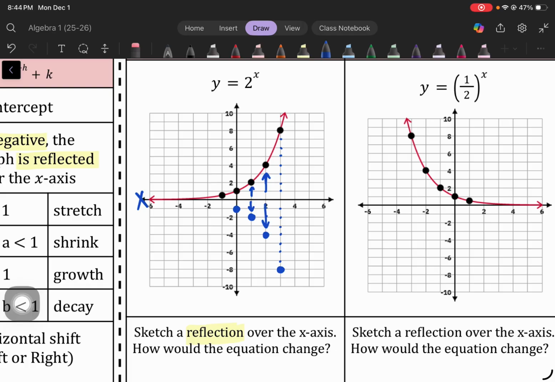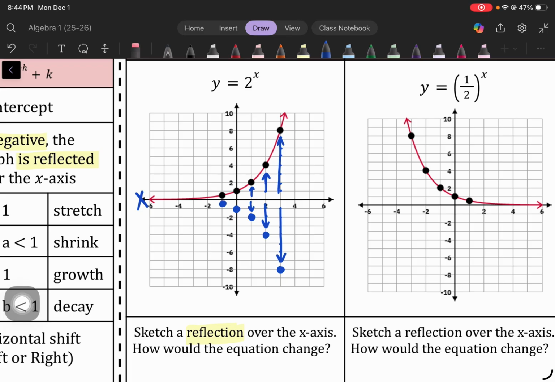Okay, and then this dot, we're not really sure what this point is, but if I just flip it to the other side, that's where our other dot would be. All right, so again, flipping to the other side of the x-axis as like our mirror.